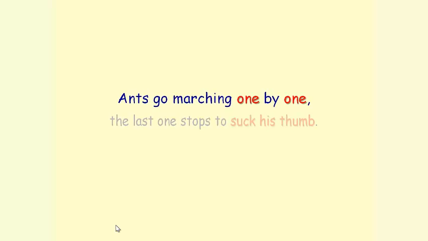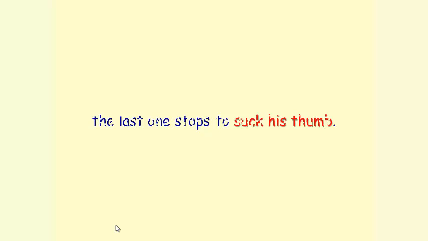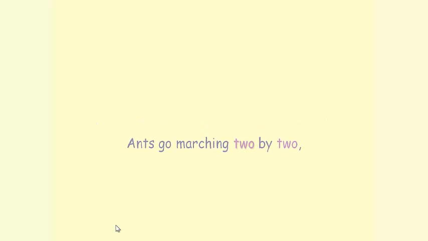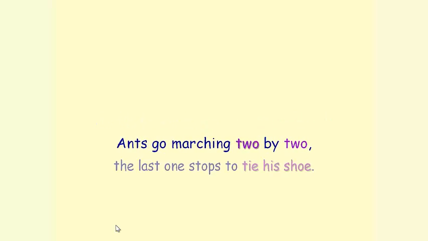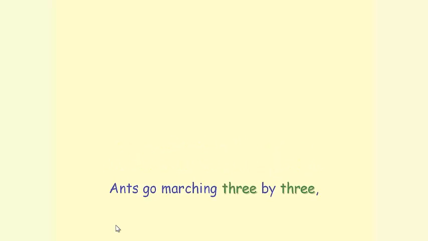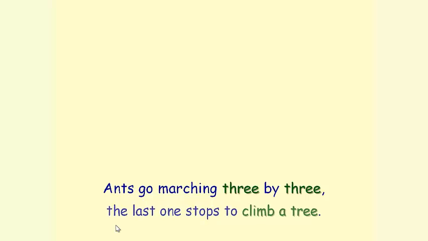The ants go marching one by one, the last one stops to suck his thumb. The ants go marching two by two, the last one stops to tie his shoe. The ants go marching three by three, the last one stops to climb a tree.